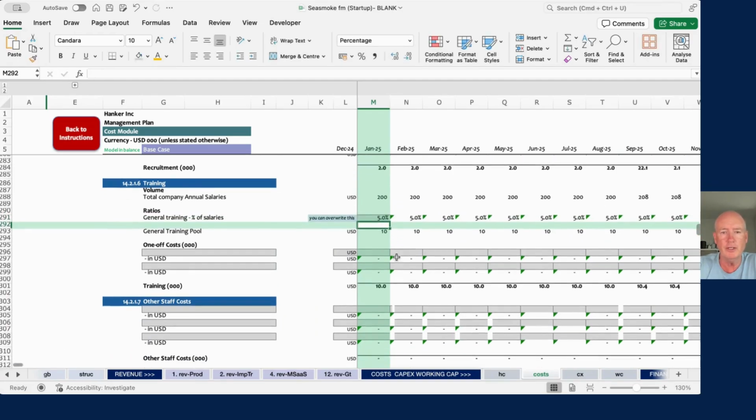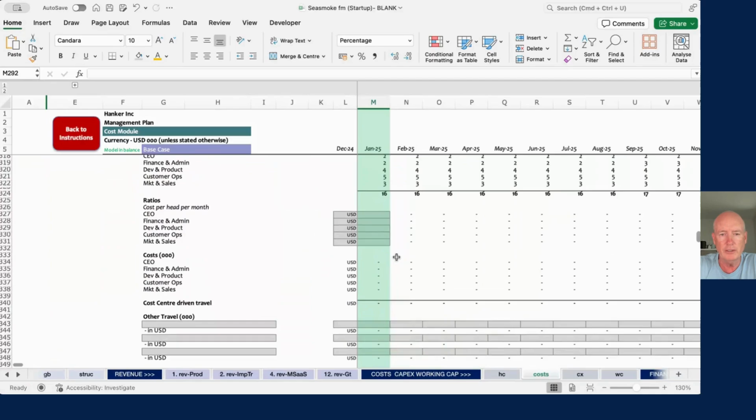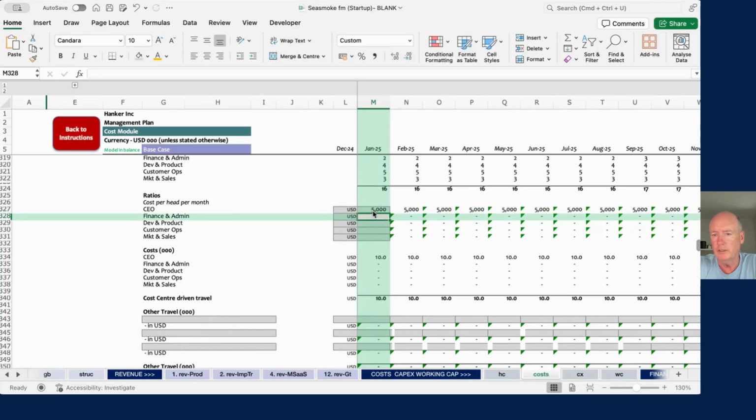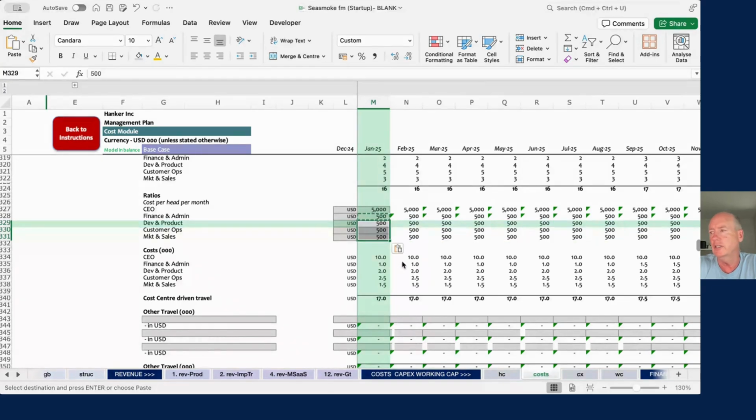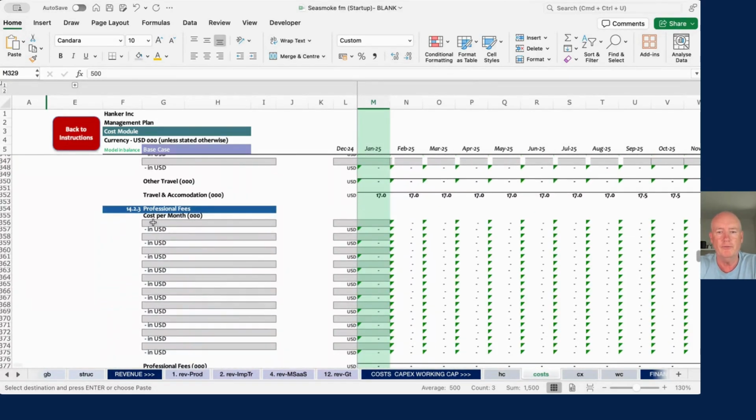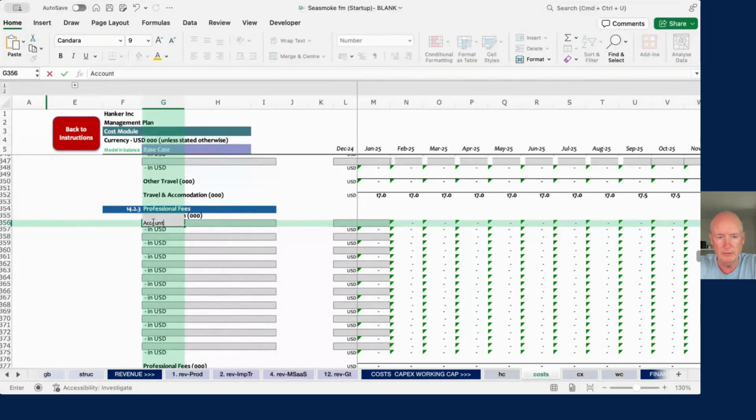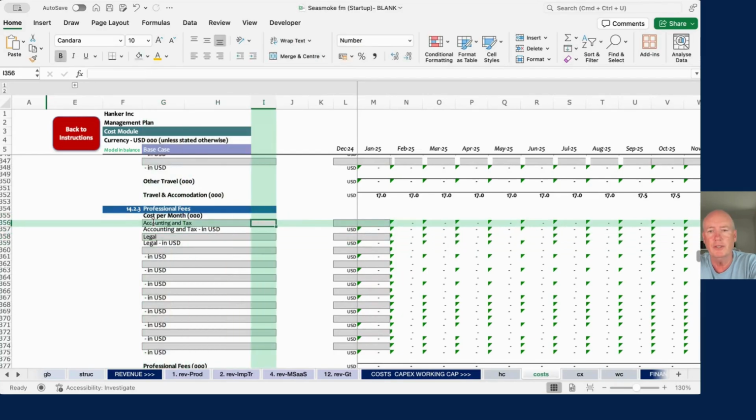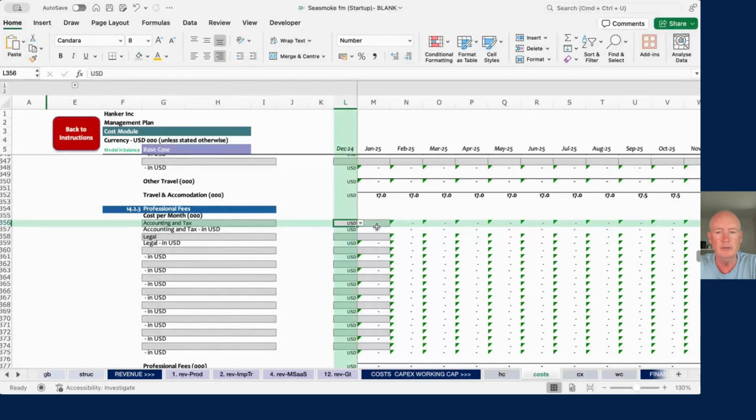It's 15% of basic salaries for new staff on a cost center basis. So you'll see here that starts to populate over there. Training, let's say that we spend 5% of basic salaries on training. Travel and accommodation, let's say the CEO spends $5,000 a month, but everyone else it's 500 per head per month.